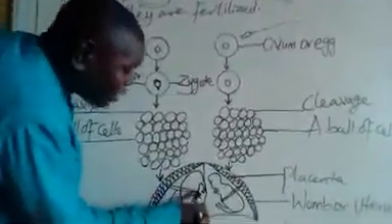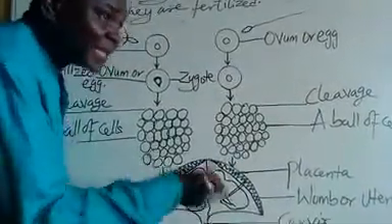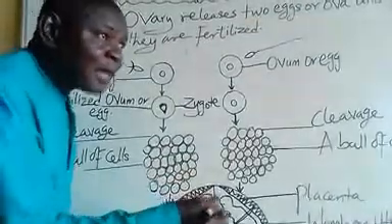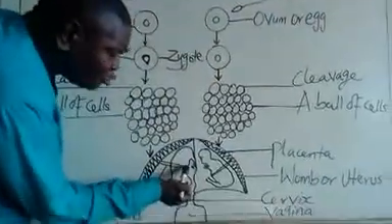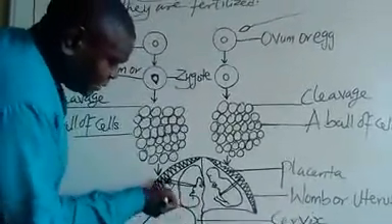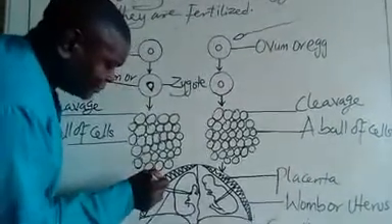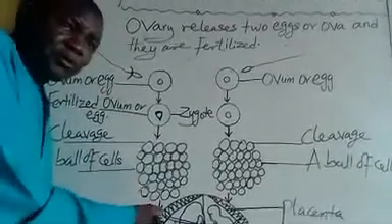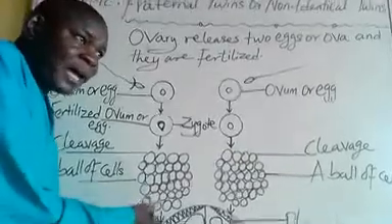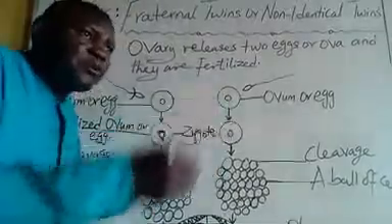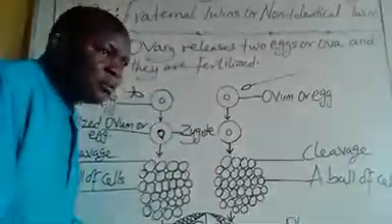Okay? All the waste products like urea, waste products like carbon dioxide, all these waste products from the baby will pass through the umbilical cord down to the placenta. From the placenta to the maternal bloodstream, to the maternal blood. From there, the excretory systems or organs will remove them from the body of the mother.